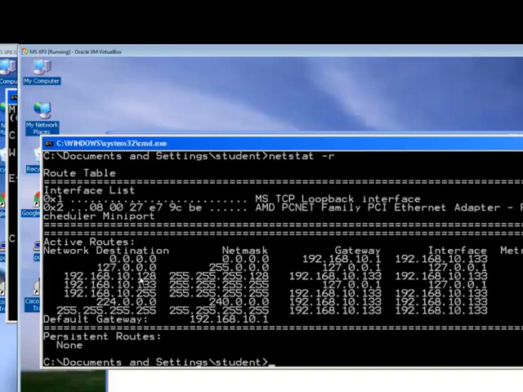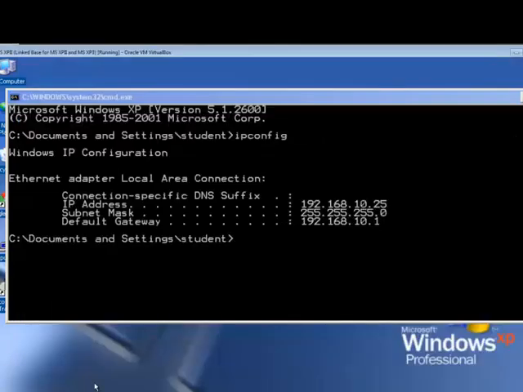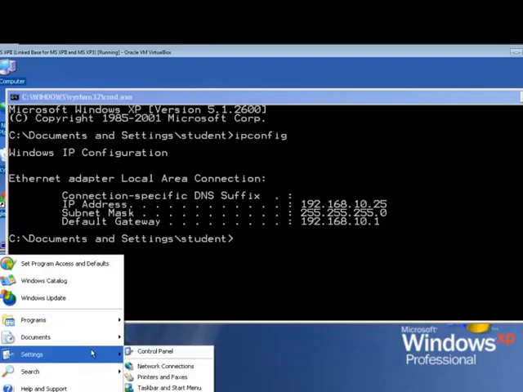netstat -r, and sure enough, there it is. The client sees itself as being on the 192.168.10.128 network segment. So let's go configure the other client. Remember, they had no problem pinging just a few minutes ago, a few seconds ago actually.